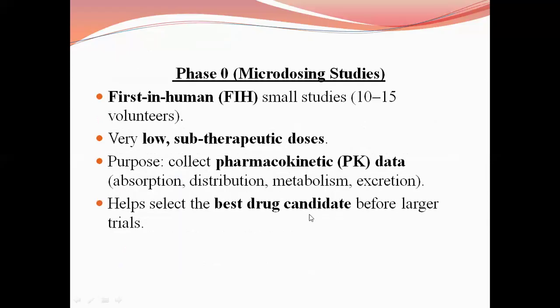Phase 0, microdosing study. Phase 0 is the first step in a clinical trial. First in humans, small studies, only 10 to 15 volunteers will be taken, and very low subtherapeutic doses will be provided to the patients. Purpose: collect pharmacokinetics data for absorption, distribution, metabolism, excretion studies, and help select the best drug candidate before larger trials.